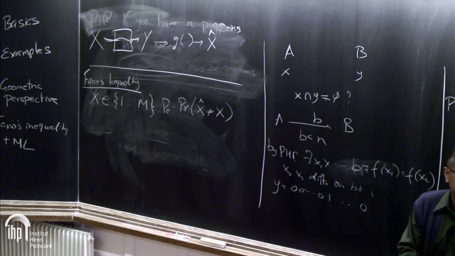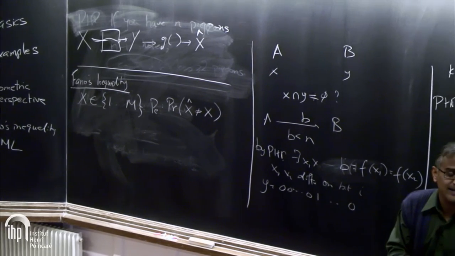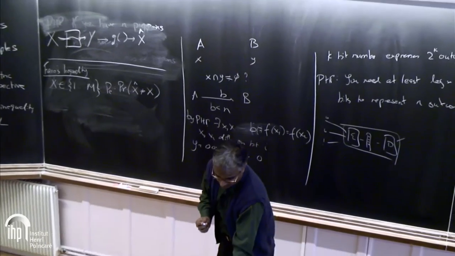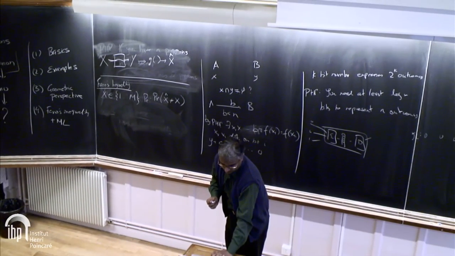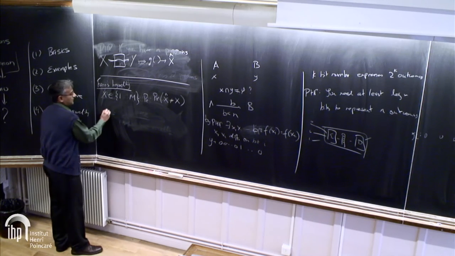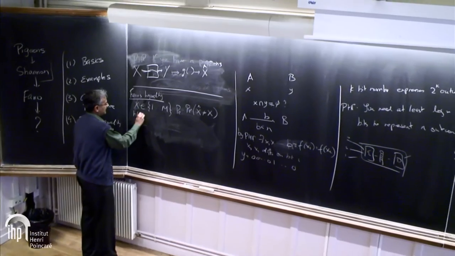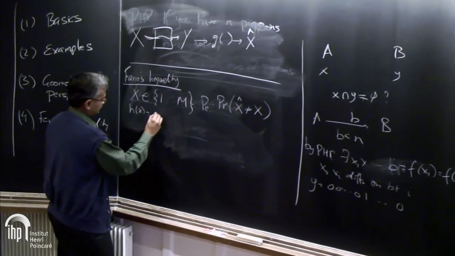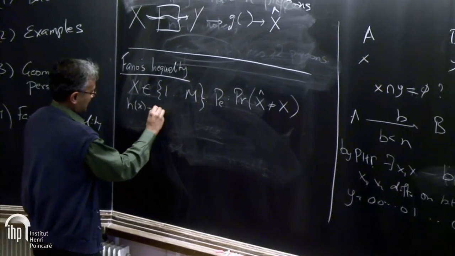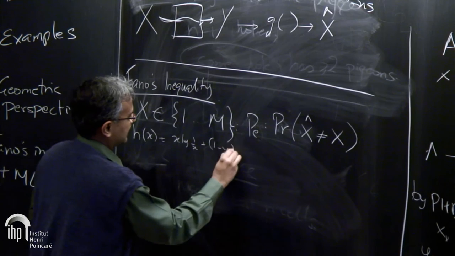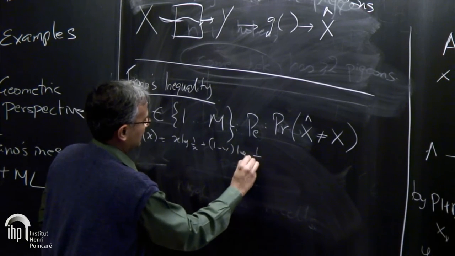The encoding itself is probabilistic. So Y has some stochastic relationship with X. It's not deterministic. Then, let's define H of X as the binary entropy. So that's basically X log 1 over X plus 1 minus X log 1 over 1 minus X, right?